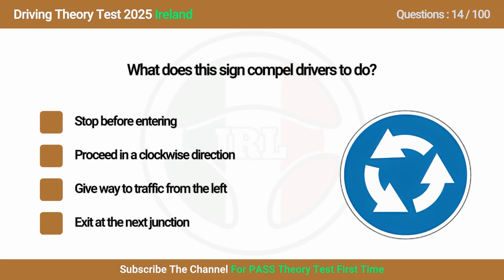Question 14. What does this sign compel drivers to do? A. Stop before entering. B. Proceed in a clockwise direction. C. Give way to traffic from the left. D. Exit at the next junction.